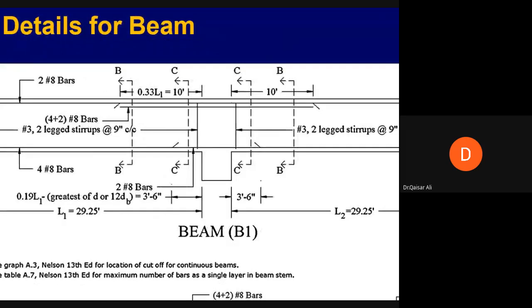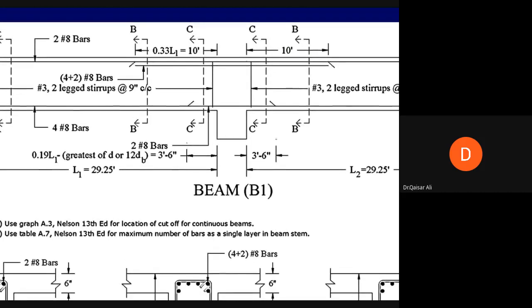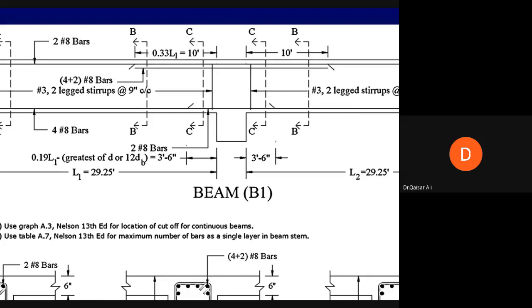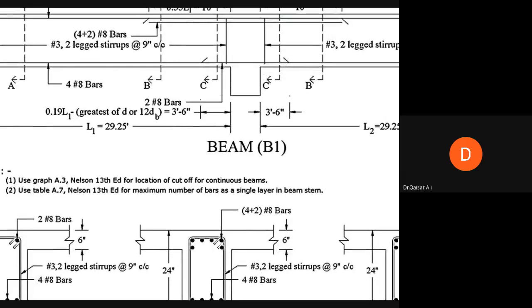If we take a section BB, in section BB we'll be able to see the positive reinforcement, 4 number 8 bars, and all the negative bars. Negative bars have been provided like this: 4 bars in the first layer and 2 bars in another layer, up to L by 3. L by 3 of this 30 feet beam is 10 feet, so 10 feet from the face of the wall on one side and 10 feet on the other side. We have provided 4 plus 2 bars because we have negative bending moment here.